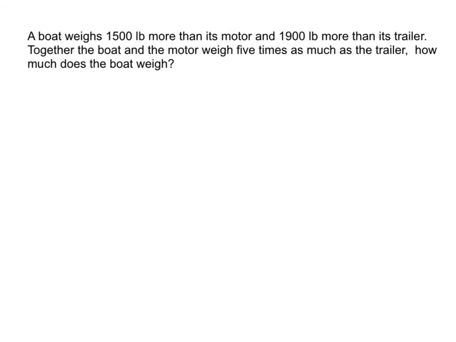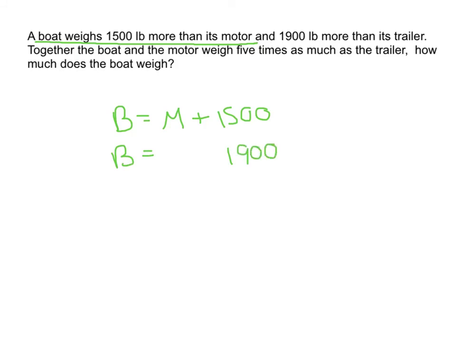And for our last one, we have a boat weighs 1,500 pounds more than its motor and 1,900 pounds more than its trailer. Together, the boat and the motor weigh 5 times as much as the trailer. How much does the boat weigh? So if a boat weighs 1,500 pounds more than its motor, I can write that as an equation. Boat weighs 1,500 more than the motor and 1,900 pounds more than its trailer. So the boat weighs 1,900 pounds more than the trailer.